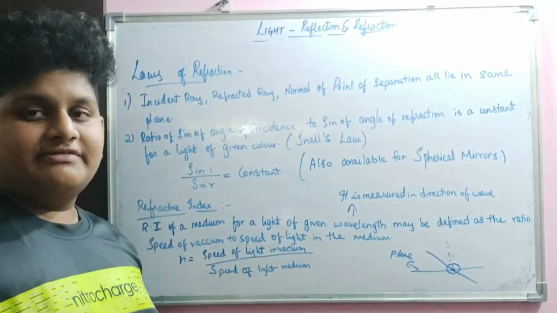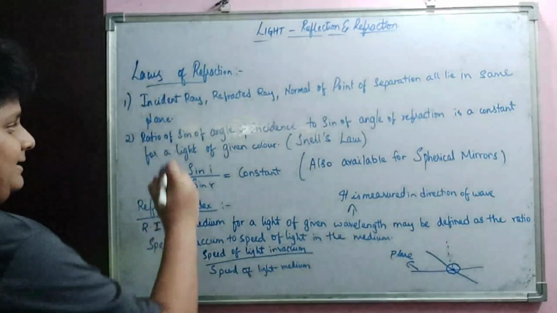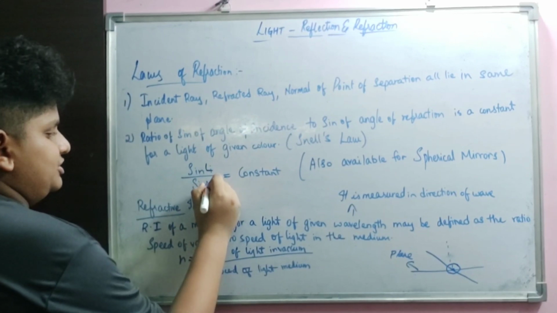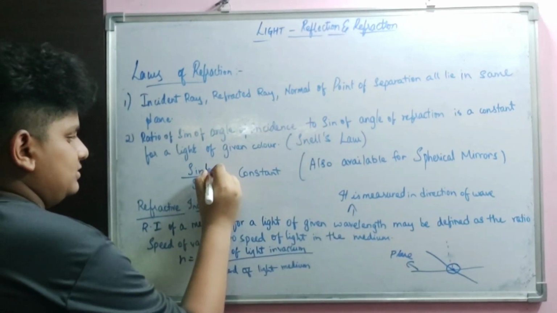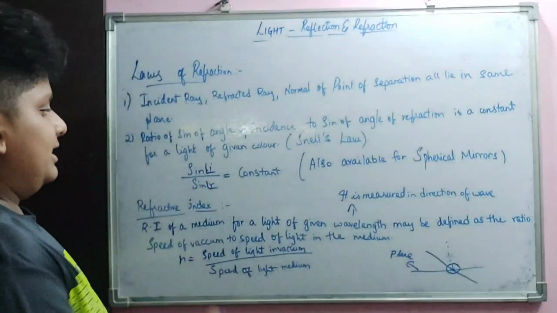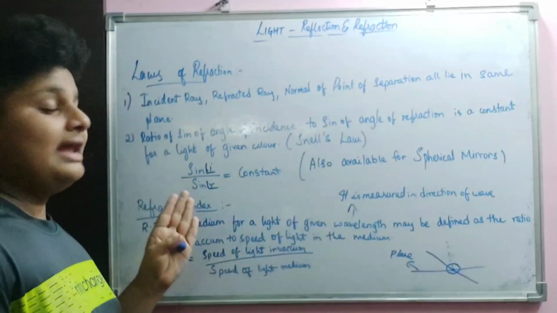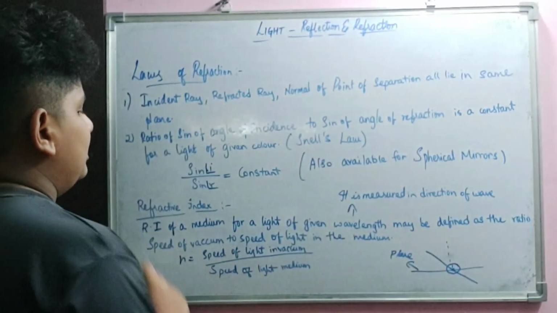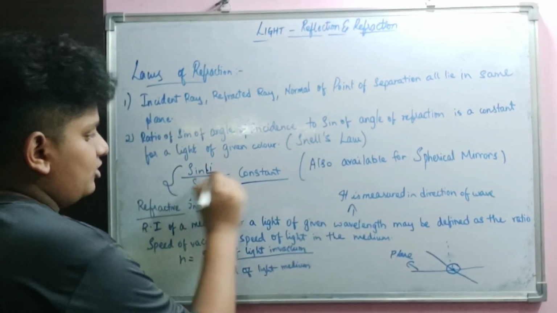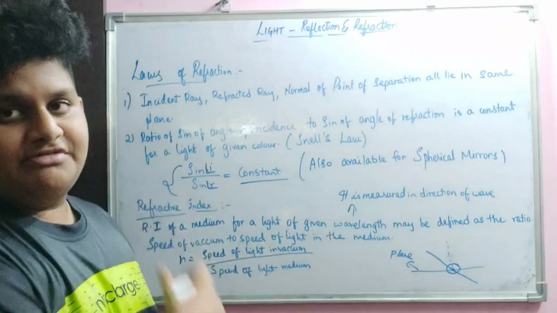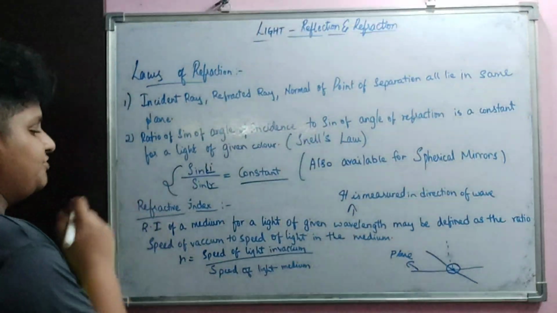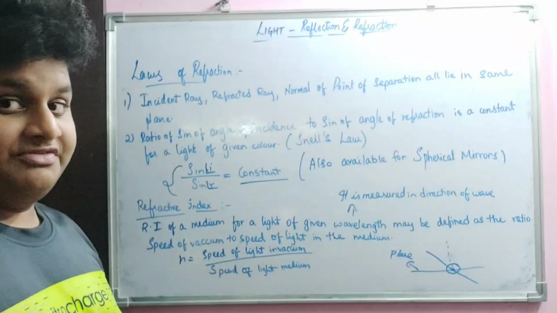If a light is of a particular color, then the ratio of the sine of the angle of incidence and the sine of the angle of refraction is a constant. Constant means a fixed value, but the value is not known now. Let us see what a refractive index is.